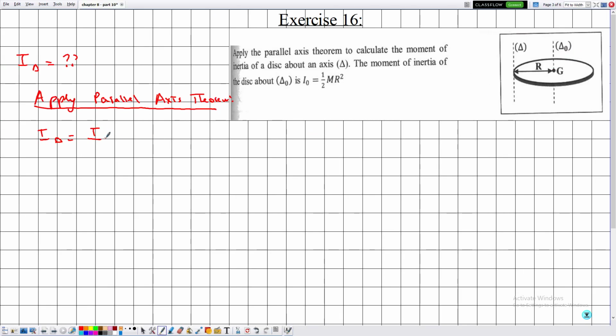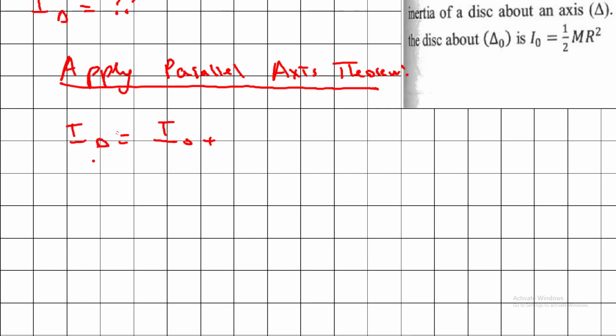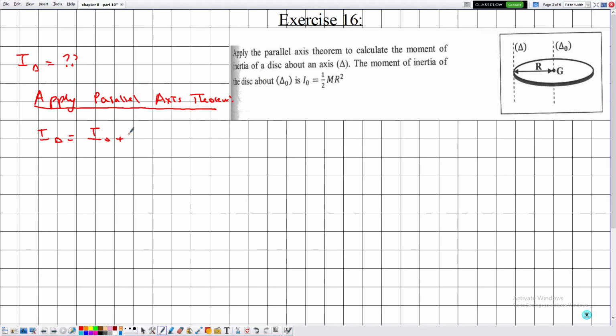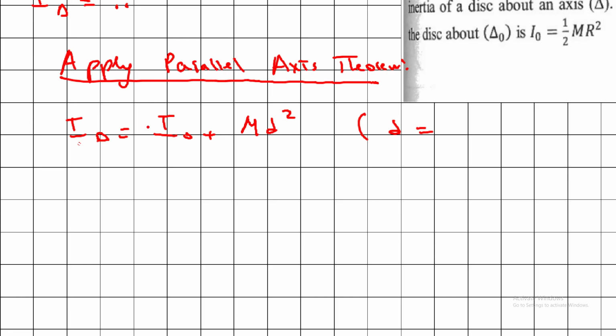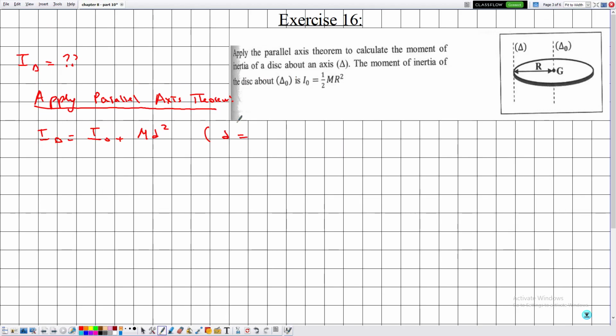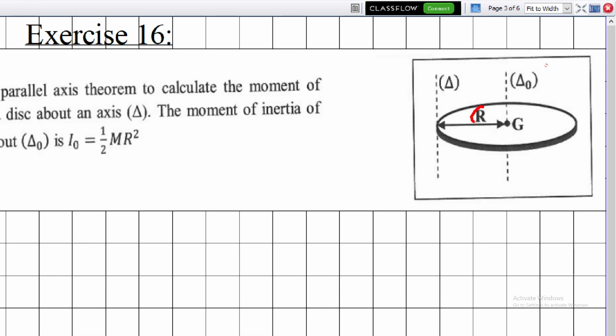So let me say here I0, and what relates both quantities is the following term, which is given by the mass of the disk multiplied by d to the power 2, in which d represents the separation of delta and delta 0, because you know that these are quantities, they cannot be represented on the figure. So now in this case the distance is given by r.